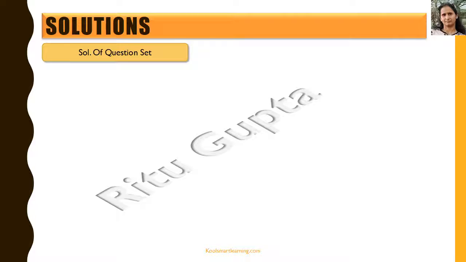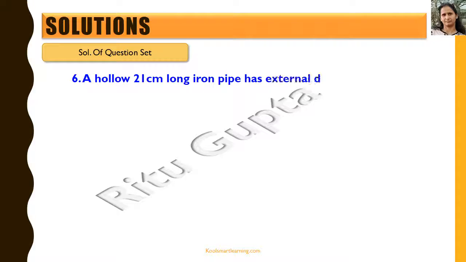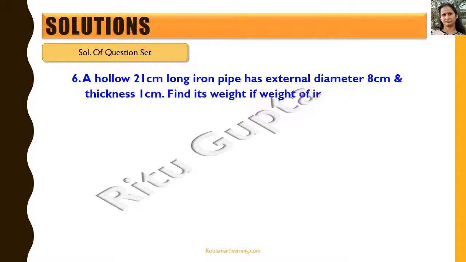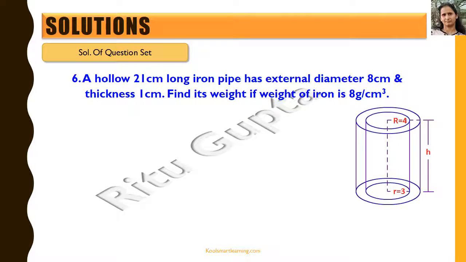So we move on to the last question of this advanced quiz. We have a hollow 21 centimeter long iron pipe which has the external diameter 8 centimeter and the thickness being 1 centimeter. We need to find its weight if the weight of iron is 8 gram per centimeter cube. So now this is what a pipe looks like, and this is the external cylinder and this is the internal cylinder. So this is how the pipe is hollow, and this is the portion which is made up of iron.